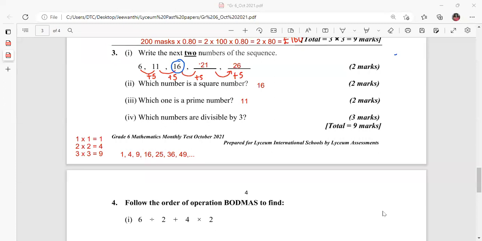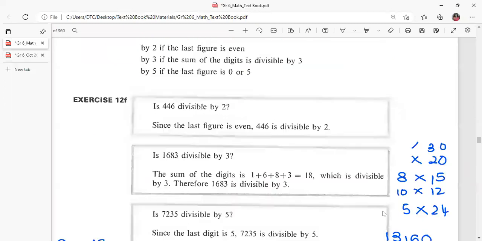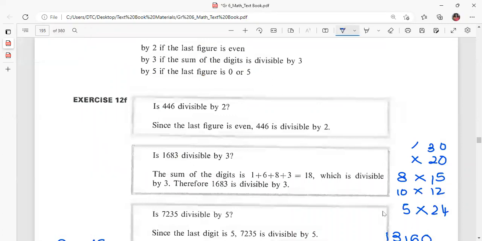Right. So then divisible by 3. How did you find that? So you add the digits, right? How do you add the digits? So it is 1 plus 6 plus 8 plus 3. It gives you 18. Again, you add these numbers. So then 18 is divisible by 3. That 18 is a multiple of 3. Therefore, the number which we have will also be divided by 3.